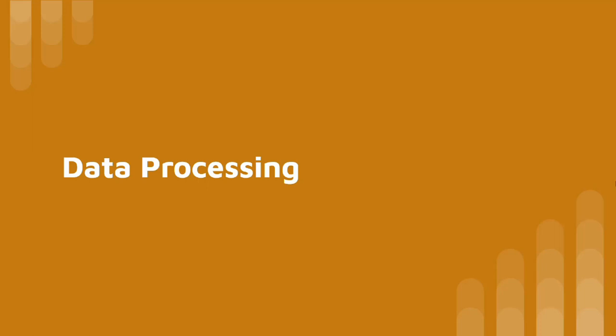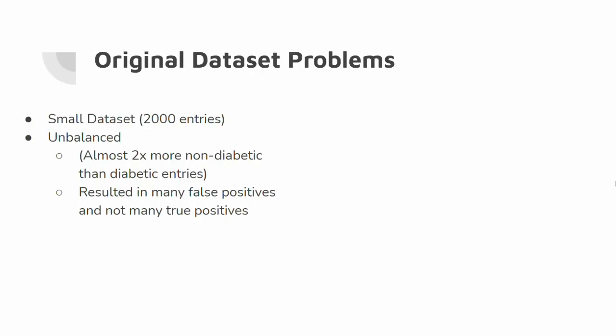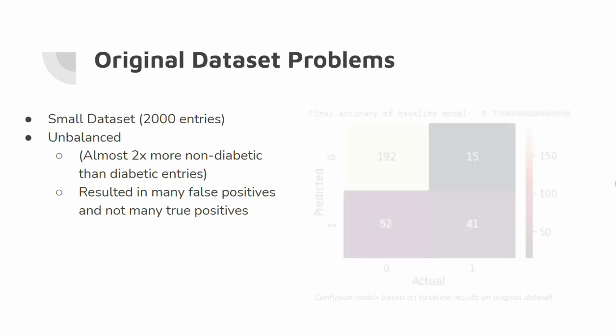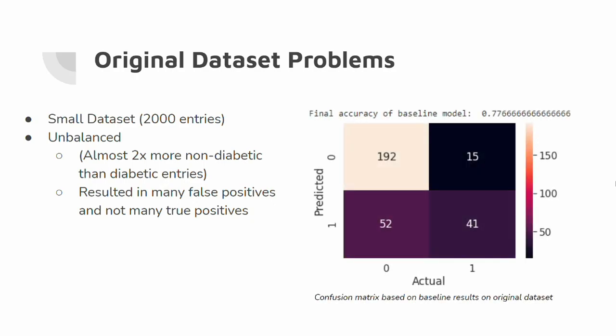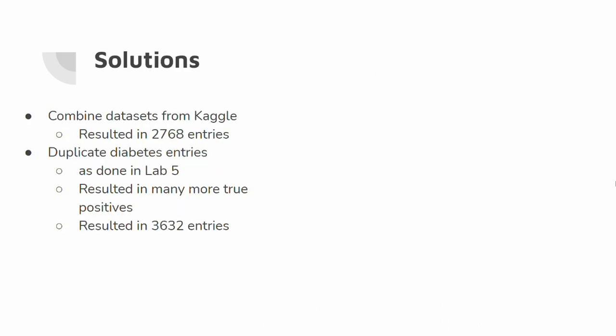Our original dataset had a few problems, one being that it was a small dataset of 2,000 entries. Another problem was that it was unbalanced. This was because there were almost 2 times more non-diabetic than diabetic entries. This resulted in our baseline model predicting many false positives and not many true positives, as you can see on the confusion matrix.